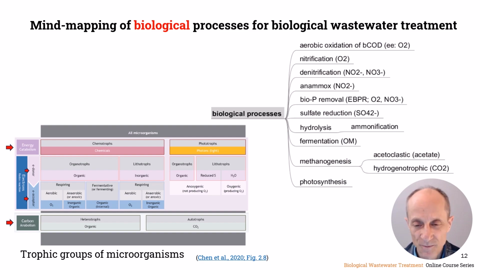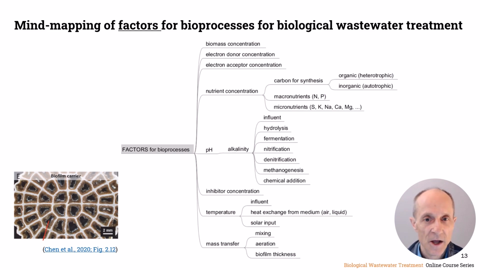Understanding these biological processes allows us to identify which compounds affect different processes and conversely, which processes affect different compounds. A number of factors affect physical, chemical, and biological processes. The concentration of biomass, electron donors, electron acceptors, various nutrients, protons, for pH, which affects many reactions such as fermentation, nitrification, and denitrification, and inhibitors all play important roles.